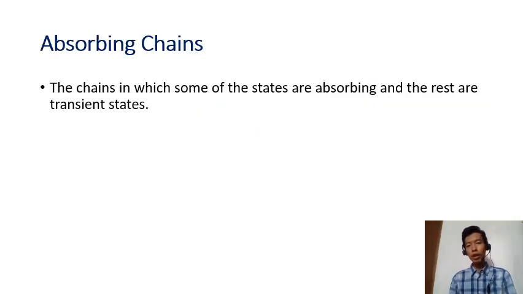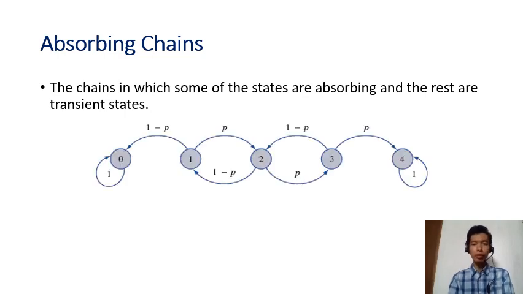So if we have a chain in which some of the states are absorbing and the rest are transient states, then we call this type of chain an absorbing chain. Here's an example for the gambler's ruin problem. You see that states 1, 2, 3 are transient states, and state 4 and state 0 are both absorbing states. So this chain is an absorbing chain.